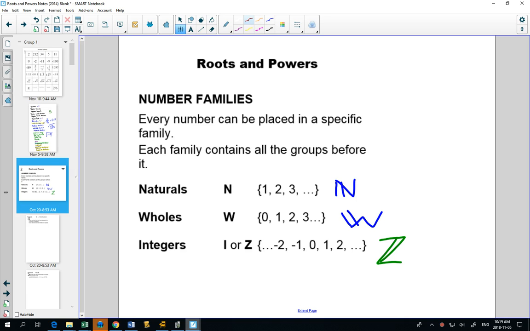Yes? So is the only difference between natural and whole numbers the 0? So that's it? That's the only thing different. Okay. So the number 3 is a natural number. It's a whole number. It's an integer. It's in a lot of families. The smallest family it would be in is the natural numbers.